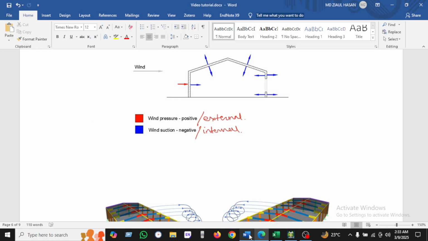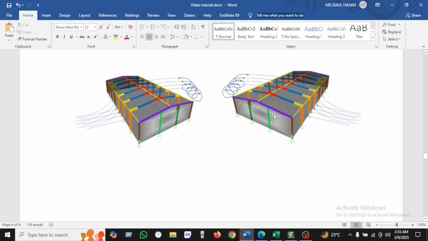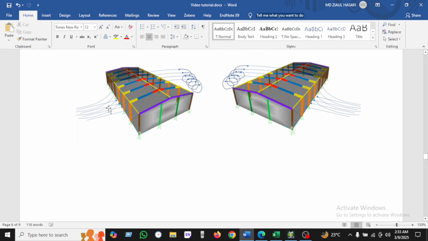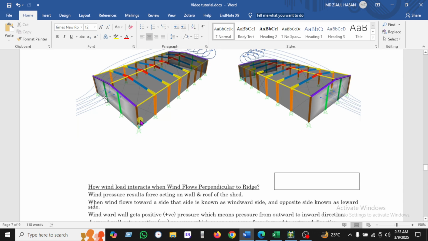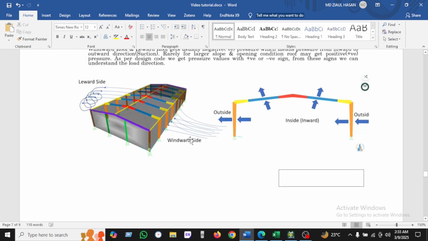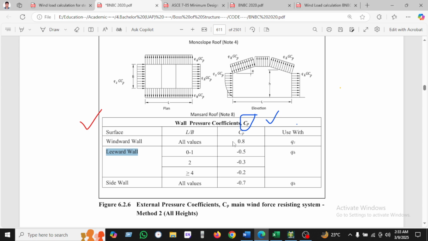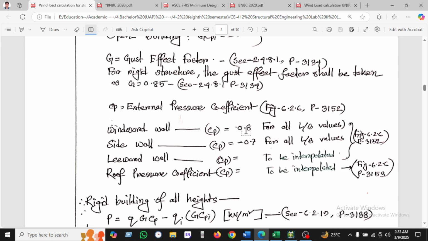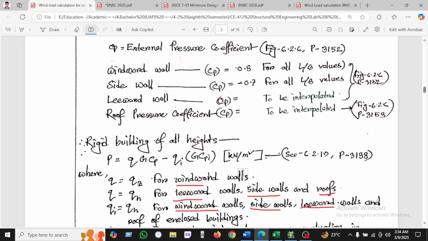For the leeward wall, we see wind is acting here, so this will be leeward. This is the windward wall and this is the lee wall. If the wind is coming here, this will be the wind side and this will be the leeward side. The leeward side varies with L by D, so the CP value will vary here, and the side wall always has a CP value of 0.7. So we take windward 0.8 and side wall 0.7 always. Only the leeward and roof coefficients will change.